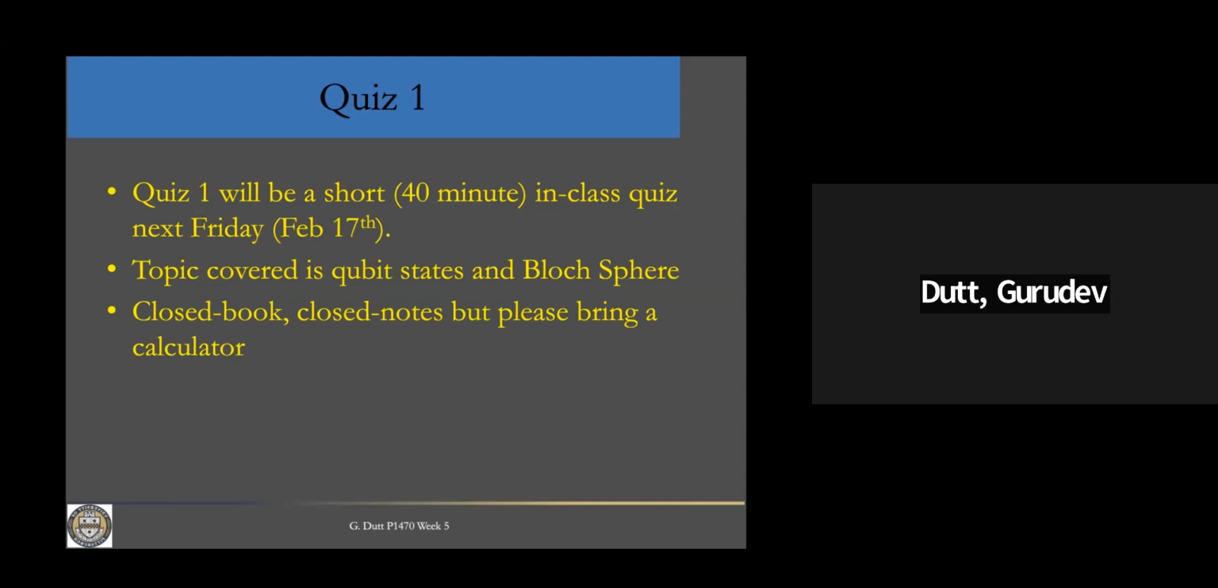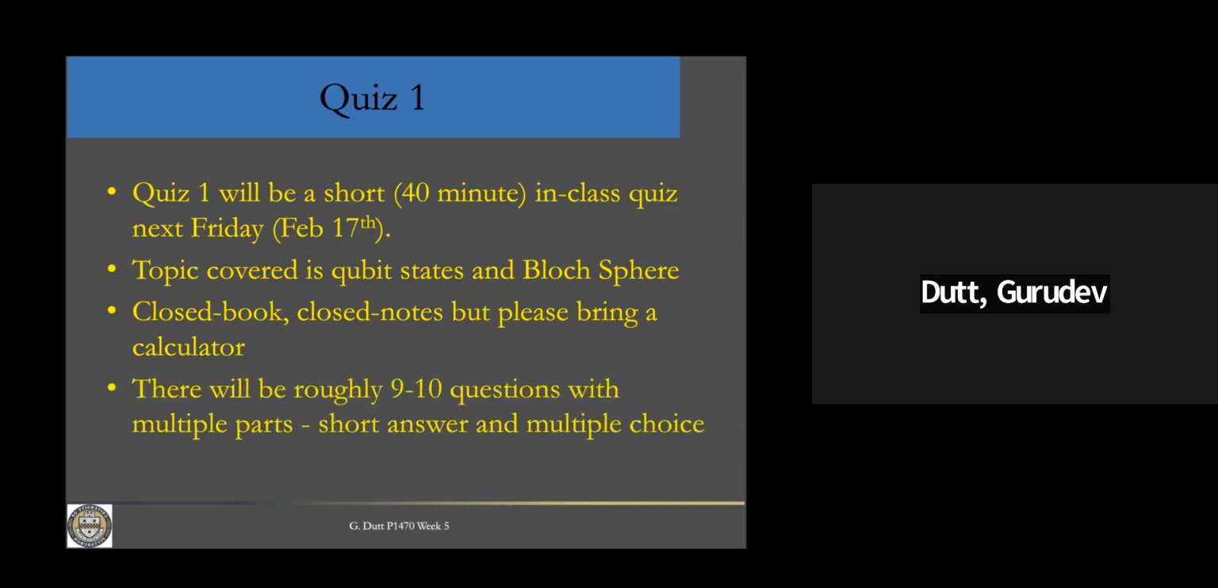The quiz is closed book, closed notes. We'll give you all the formulas you need on the quiz sheet, but please bring a calculator. I don't think there will be too many numerical answers, maybe one or two, but it's good to have the calculator in case you need it. It's roughly 9 or 10 questions. Don't worry, each question shouldn't take you too long to answer, but some of them do have multiple parts. It'll be a mix of multiple choice and short answers.